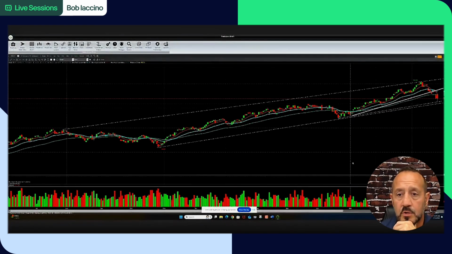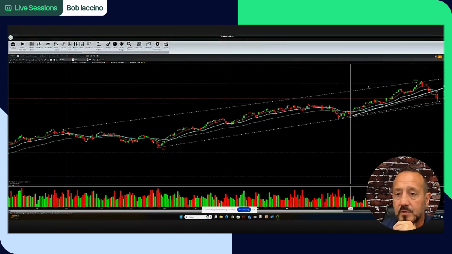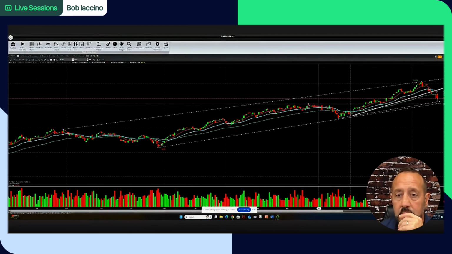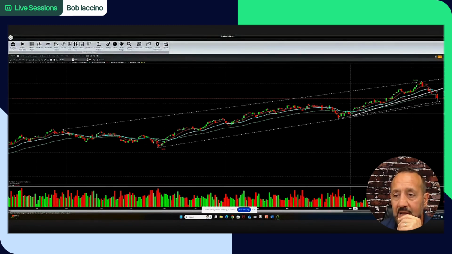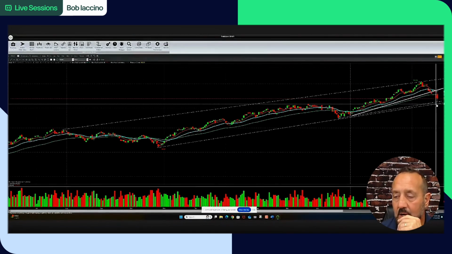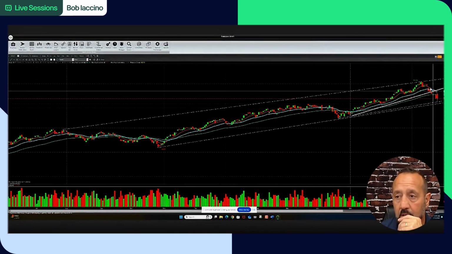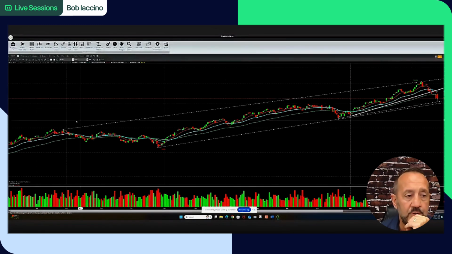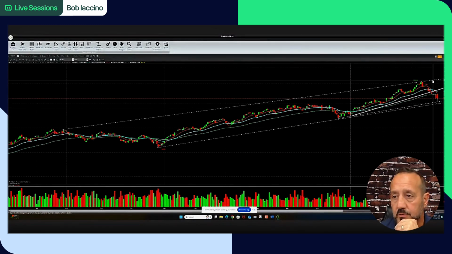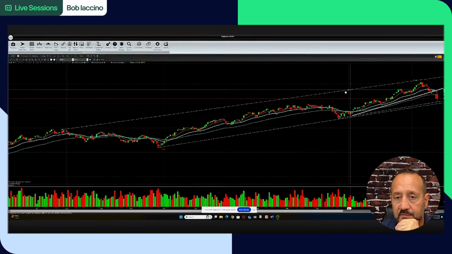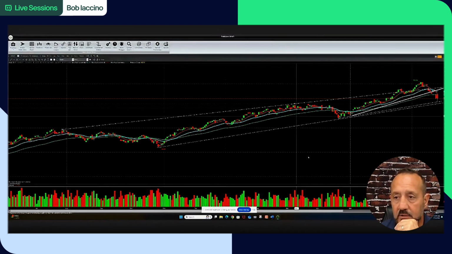Here we have the QQQs. We have this upward sloping channel that the Qs have been trading in, right? And in the midst of that, we're able to draw this wedge channel line. And then we get a close below it, and it goes down to a new area here. Now you might say, well, Bob, what did you draw this channel over? Well, it is true that this channel was here first. It was definitely here first.